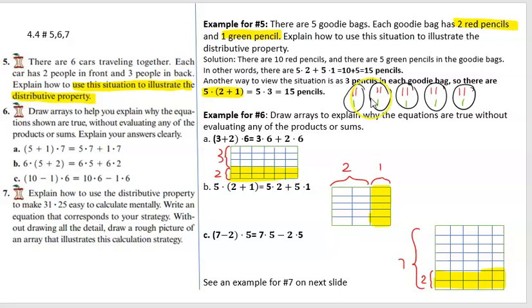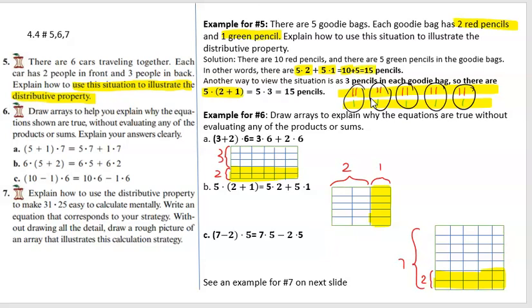But notice when I was drawing the pencils, because I didn't want to switch between the 2 different colors, I actually drew all the red pencils first. And notice that's 5 twos, because there are 5 groups. Each group has 2 red pencils. So that's 5 twos, a total of 10 pencils. And then I drew all the green ones. That's 5 ones. So 5 twos red pencils, 5 ones green pencil, together that's a total of 15.